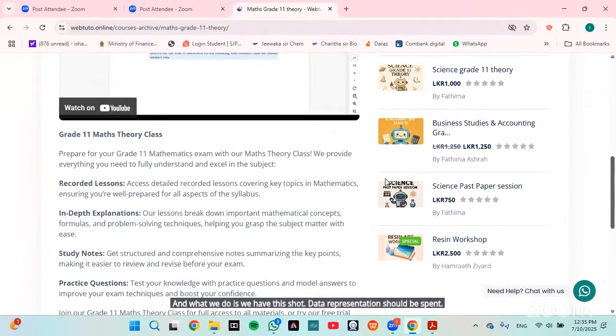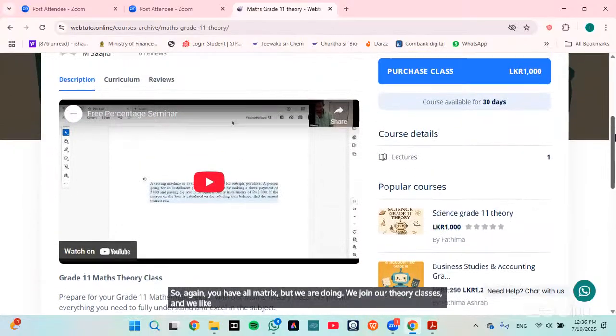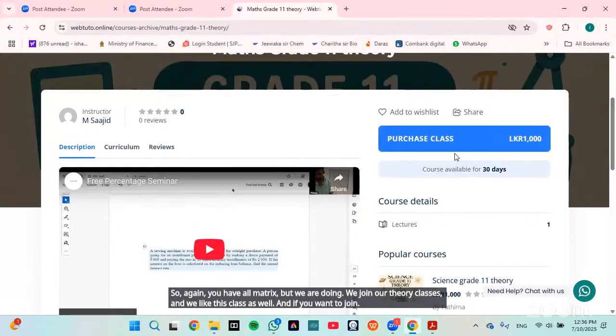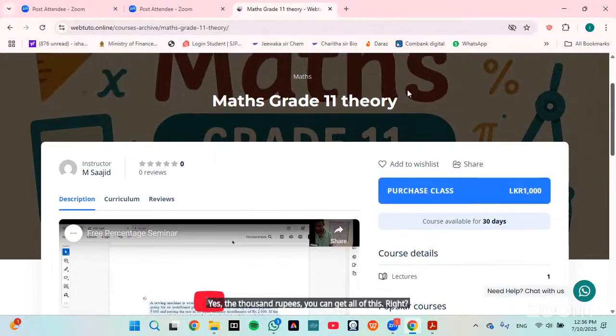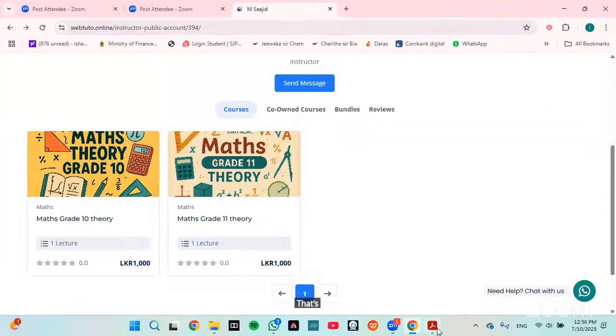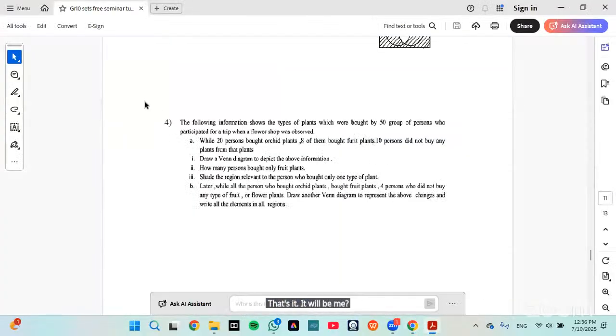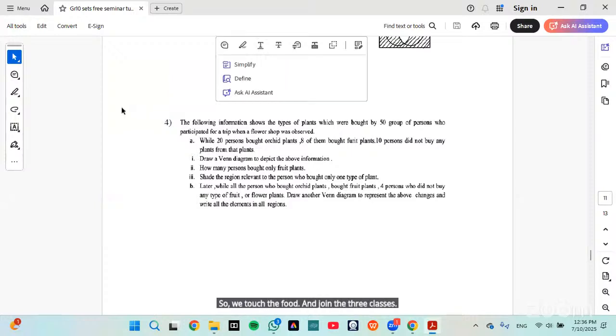Here again, we have all the benefits that we are giving. If you join our theory classes and you like this class as well, you could just purchase it. This class also is 1,000 rupees for the entire month, and you will get recordings, clear cut explanations, and e-tips, all just for 1,000 rupees. So we'll be meeting in our theory classes, and I hope you join the free seminars as well in the future. Be in touch with the group and join our theory classes because we are starting from this Saturday onwards.